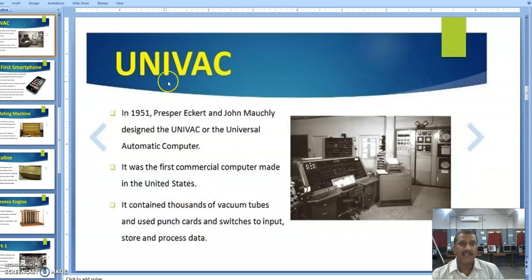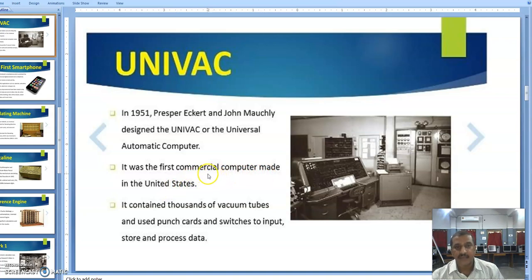One more example of a computer in those days, developed by the same scientists Presper Eckert and John Mauchly, is UNIVAC. It is abbreviated as UNIVAC, the Universal Automatic Computer. UNIV is nothing but universal, A stands for automatic and C stands for computer. It was the first commercial computer made in the United States.